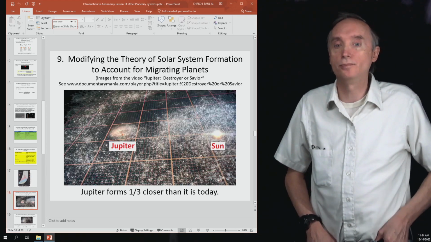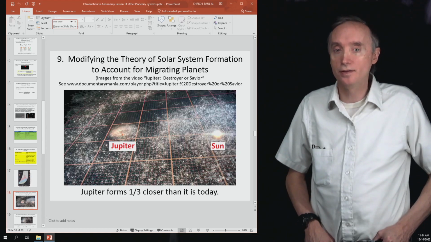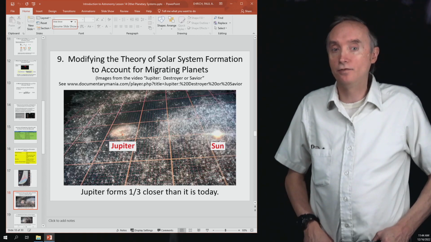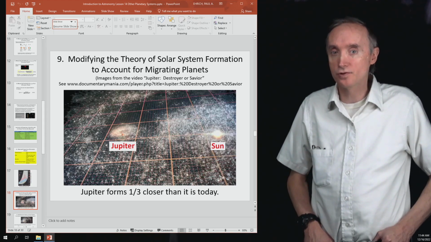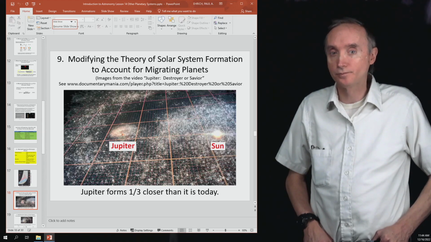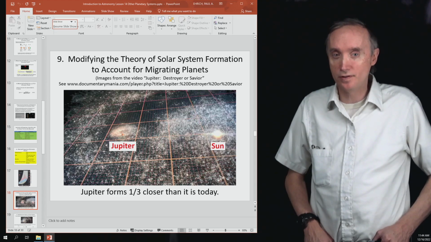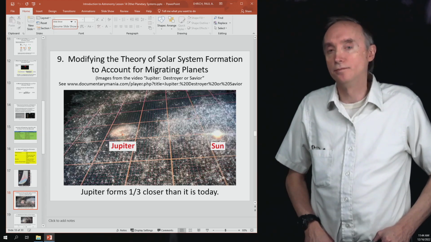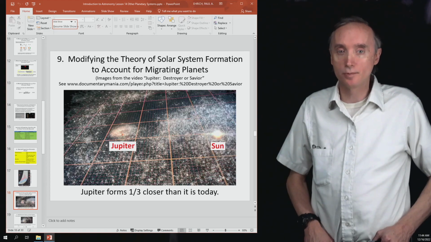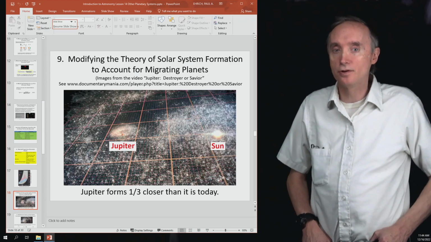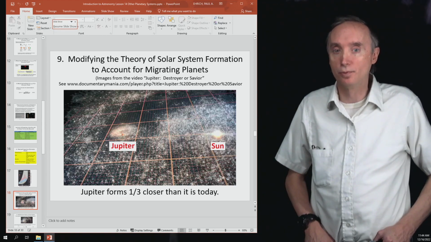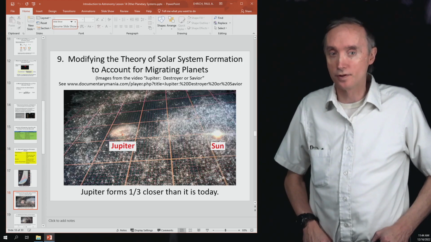So we're going to assume that Jupiter forms outside the ice line, but it forms one third closer than it is today. So it formed closer to the sun, but it was still outside the ice line. And so in that picture there, you see that swirling thing of dust and gas that's going to become Jupiter. You'll also notice that there's an awful lot of other debris in the forming solar system, so that's what's left of the original disk that formed the solar system.